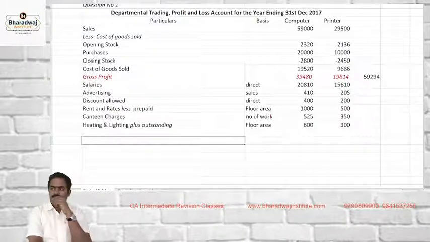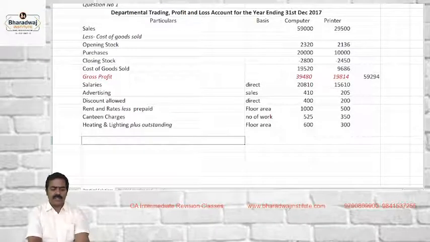What is the floor area? 8,000, 4,000, 2:1 ratio. Next.